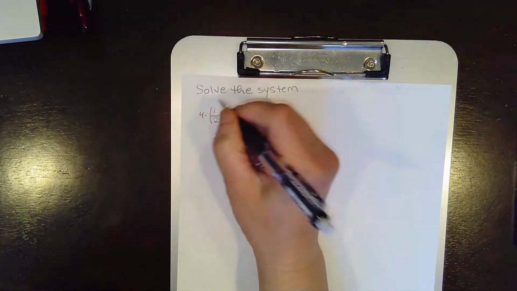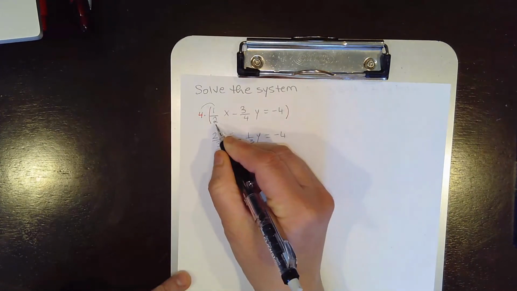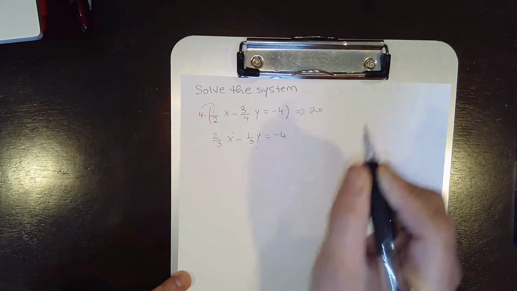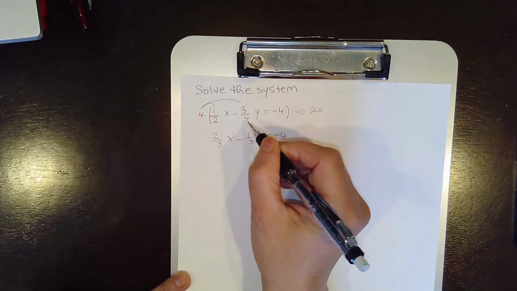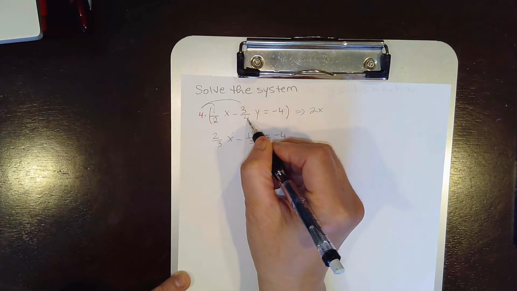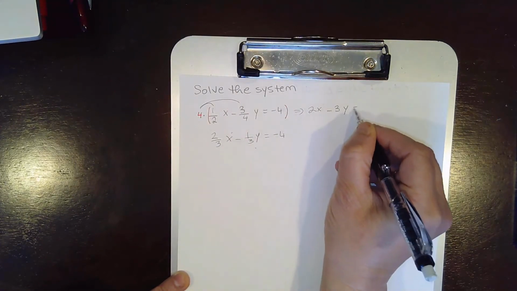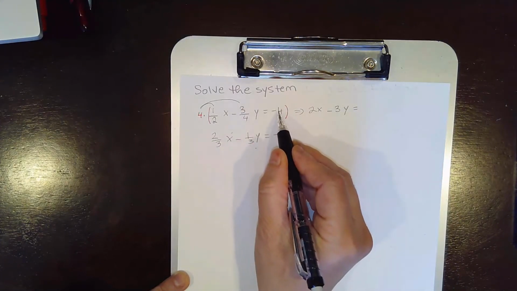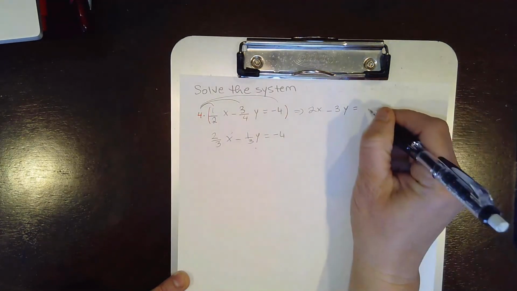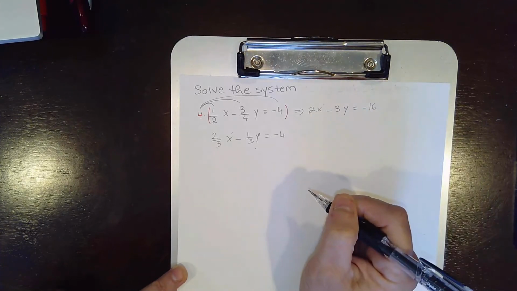So let's do this. If you distribute here, 4 times 1/2, that's 4 divided by 2, which gives me 2. 2 times x is 2x. Now if we distribute here, 4 times -3/4, the 4 cancels with the 4, and you'll be left with -3y. 4 times -4, don't forget to multiply also by a -4. 4 times -4 is -16. So now we're left with this equation without any fraction.